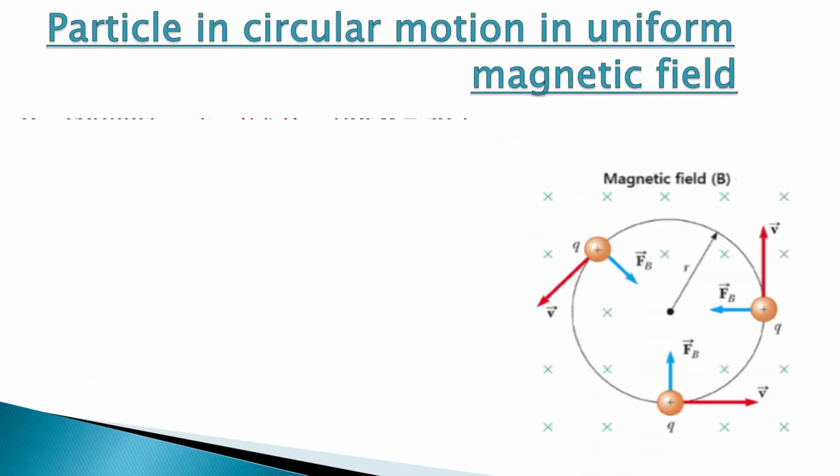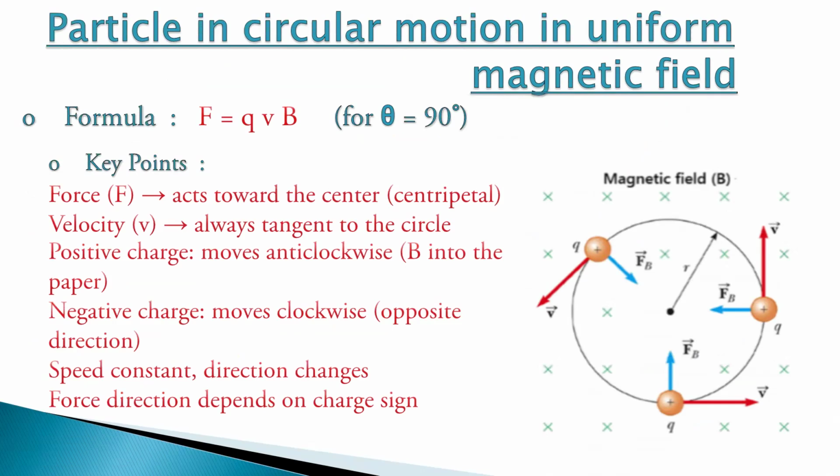Now let's consider a charged particle moving perpendicular to a magnetic field so that it moves in a circular path. For any charge, the magnetic force always acts towards the center of the circle, so it acts as a centripetal force. The velocity of the particle is always tangent to the circle. The force is perpendicular to this velocity, so the speed stays constant, only the direction changes.